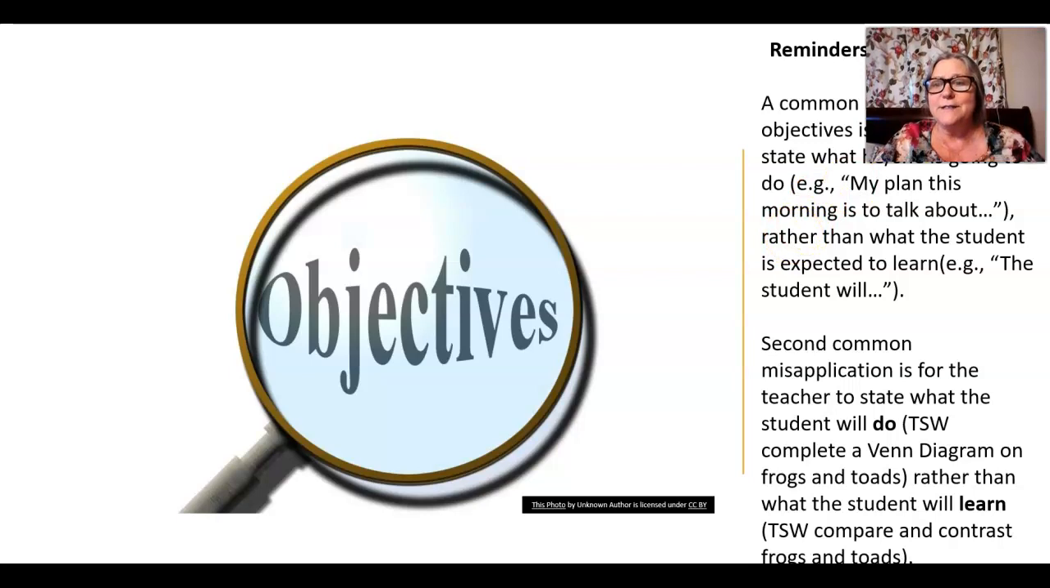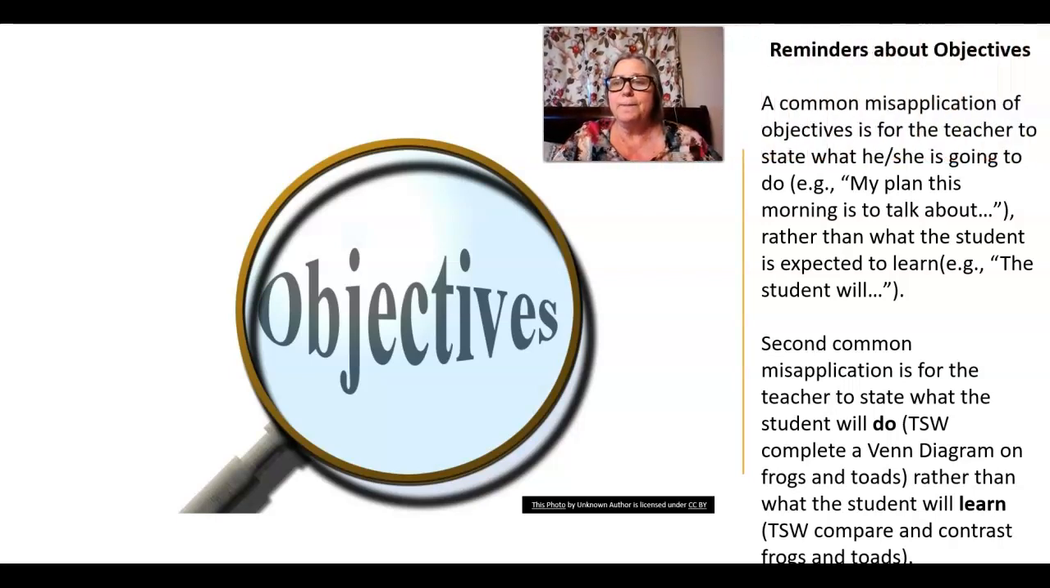So, this is a common problem that I want to talk about again with objectives. Just some reminders. One of the problems that I see is that student teachers have a tendency to want to write what they're going to do. My plan this morning is to talk about rather than thinking about what the student is expected to learn. The student will. Another common problem is to talk about not what the student's going to be learning, but what the student is going to be doing.